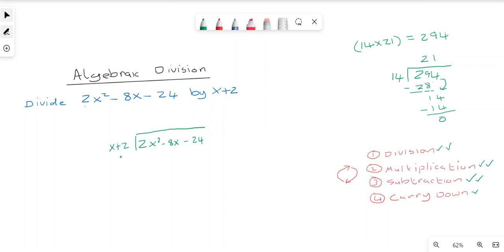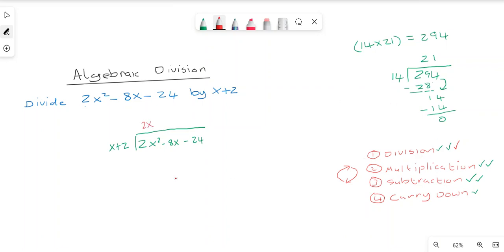Then we have to go through our steps. We go through exactly the same steps as we went through here. So the first stage is the division step. Let me just do this in a different color. So what do we divide? It's going to be 2x squared divided by x. 2x squared divided by x will just give me 2x. So that's the division step.